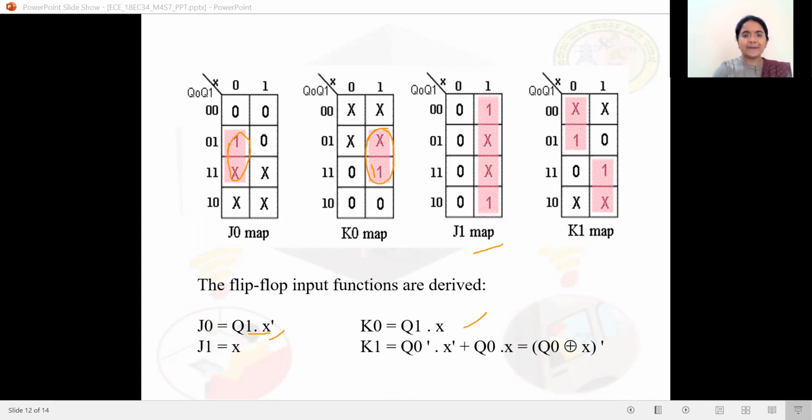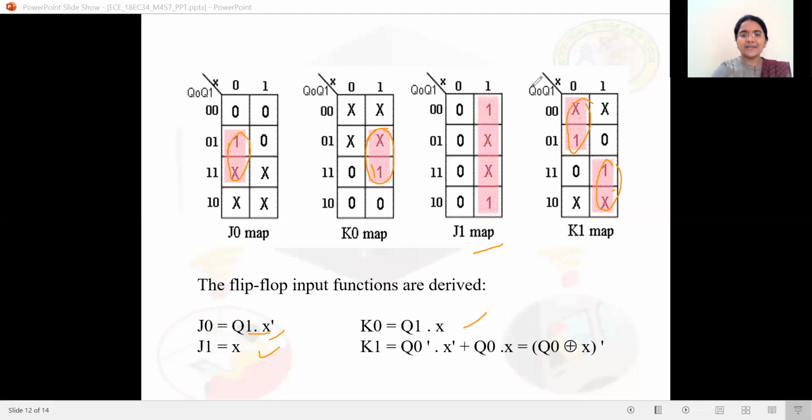Next, for the J1 map, here we are having this 1, x, x, 1, which makes a quad, and we are getting x. And here we can make two pairs which are adjacent to each other. Here this is one pair and this is one pair. Okay, the min terms are adjacent to each other. So we are grouping these two as pairs.